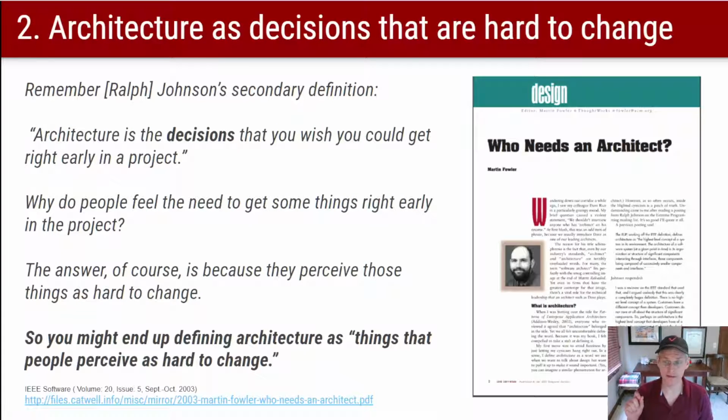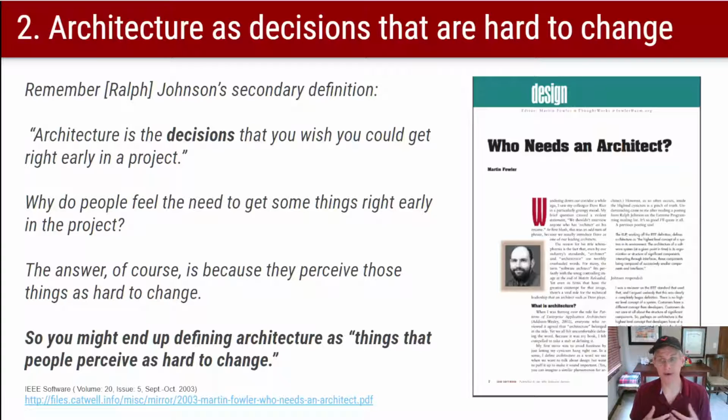So the second idea about what is software architecture also traces back to this article. At least it's very well expressed in this article. So Ralph Johnson, again being quoted by Martin Fowler, gives a second definition. And he says architecture is the decisions that you wish you could get right early in a project. And so Fowler then riffs on this a little bit, and he ends up with, so you might end up defining architecture as the things people perceive as hard to change.